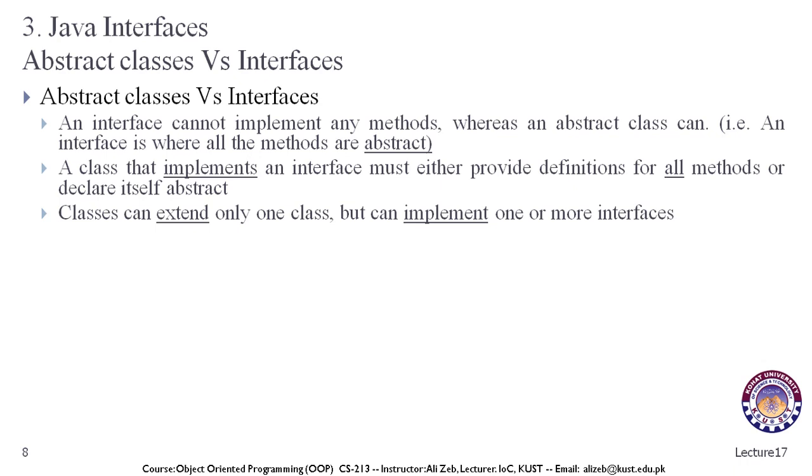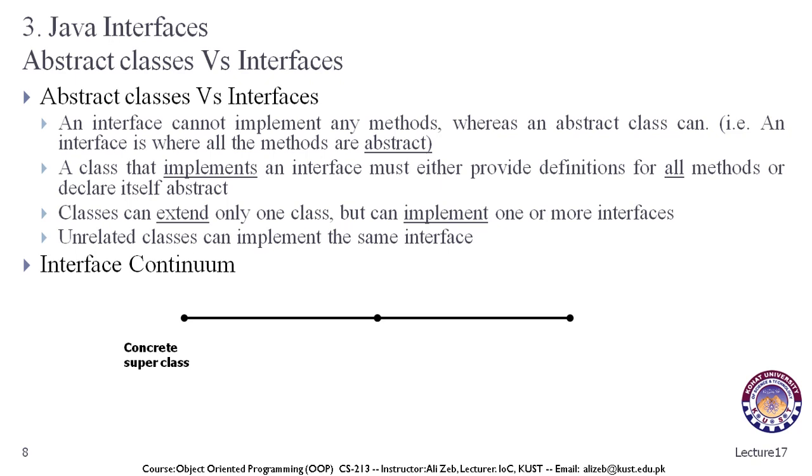Classes can extend only one class but can implement one or more interfaces, and we discussed this in our previous slide as well. Unrelated classes can implement the same interface, and we'll look at this in an example.